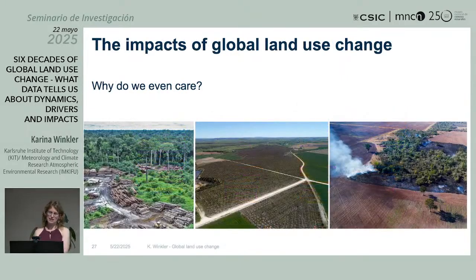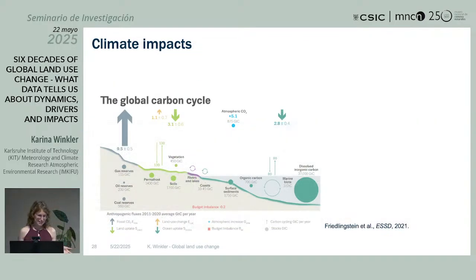I'll move on to the impacts of global land use change. Why do we even care? What do we know about the impacts, and what can we say now about impacts on the environment? Let's have a look at the global carbon cycle and only look at the proportion that is land use relevant. And we can see that the land use change component, which is this orange arrow, is a net emission component.